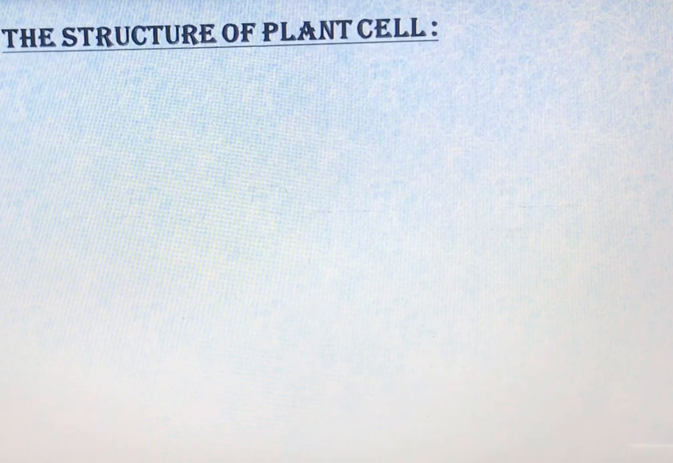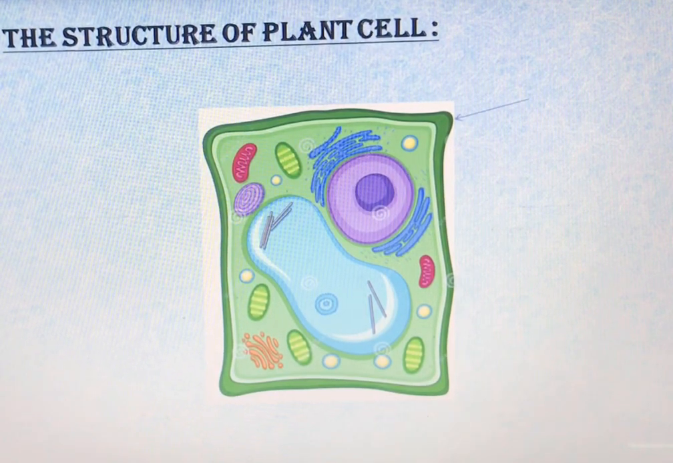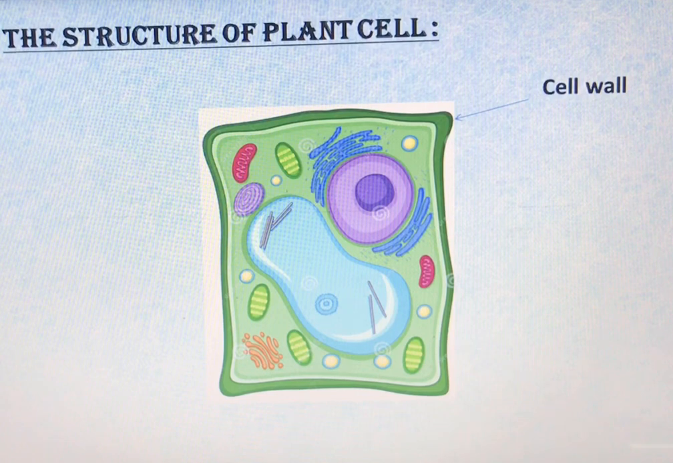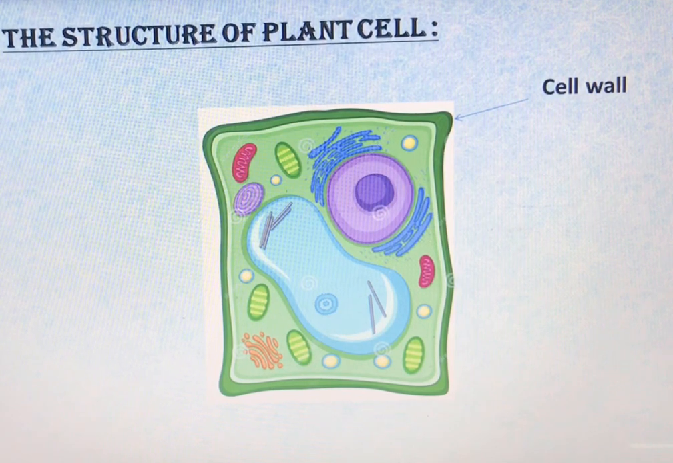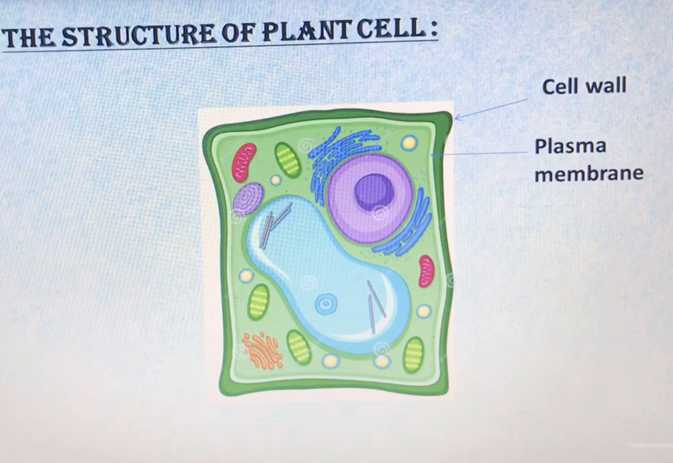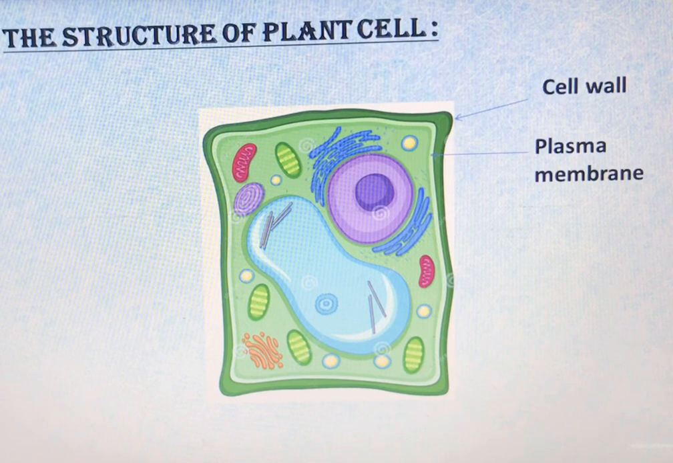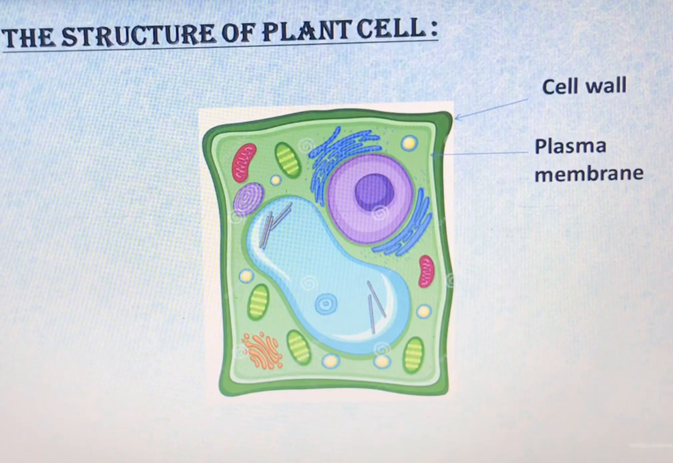Okay, first we will start talking about the structure of plant cell. This is a photo of plant cell. The first part here is cell wall. Cell wall is the outer cover of plant cell, and it's hard, as it's called wall, so it's hard to protect the cell. After that we have plasma membrane. Plasma membrane is the second cover of the cell, but this one is thin to control the substances that enter or leave the cell. Do you remember that? Okay.